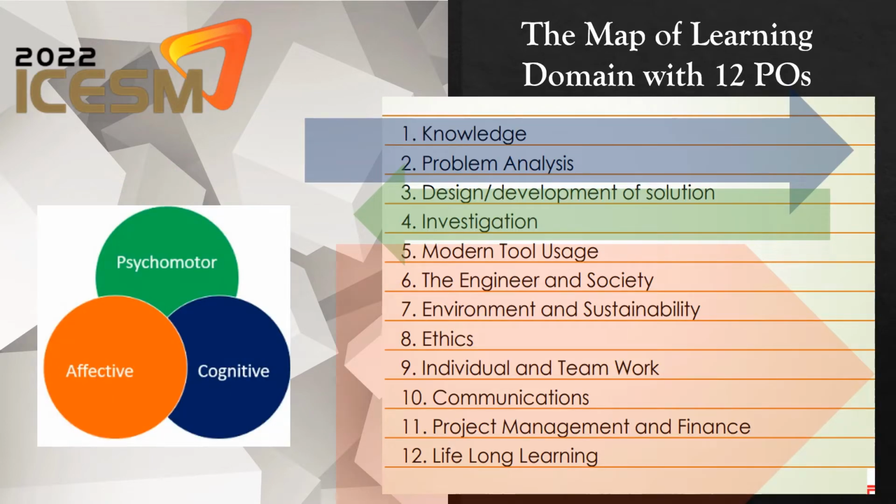In brief, there are 3 types of learning domain to deliver your content, which is psychomotor, affective and cognitive. All these 3 elements actually have been mapped with the 12 POs guided by the ETECs. For example, for PO1 and 2, knowledge and problem analysis is actually assessed by the cognitive domain, and PO number 3 and 4 assessed by the psychomotor domain, and the rest, 5 until PO number 12, actually assessed by using the affective domain.